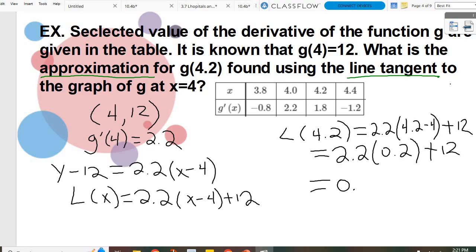It'd be 44 in the decimal. Should be 0.44. Yes? Then what is our approximation there? 12.44. So in this case, we don't even know what our original function is, and we're still able to approximate.